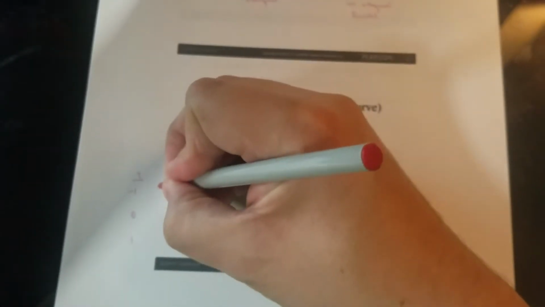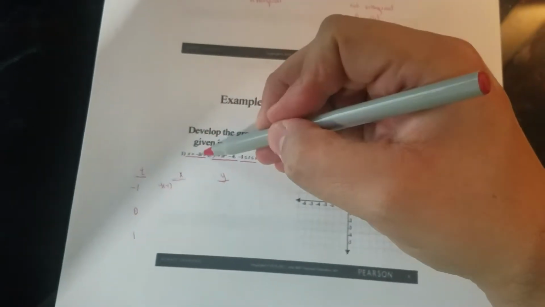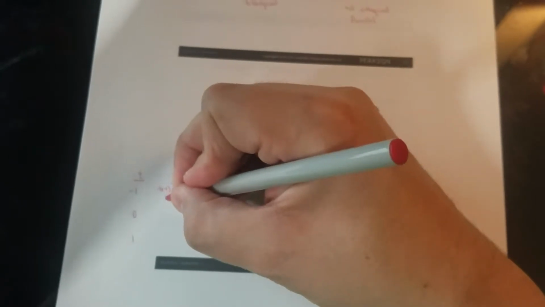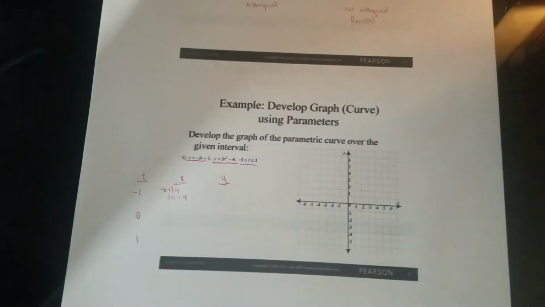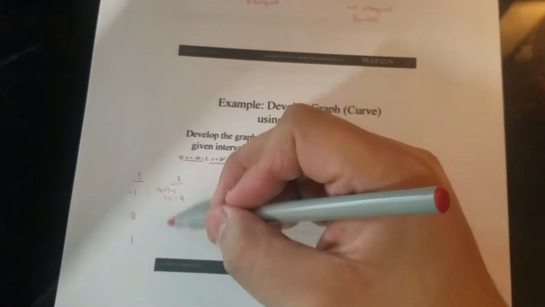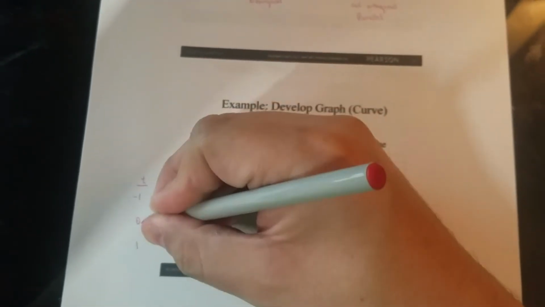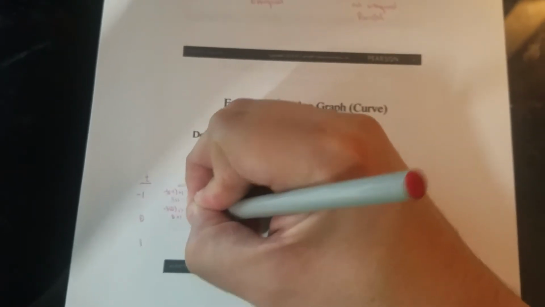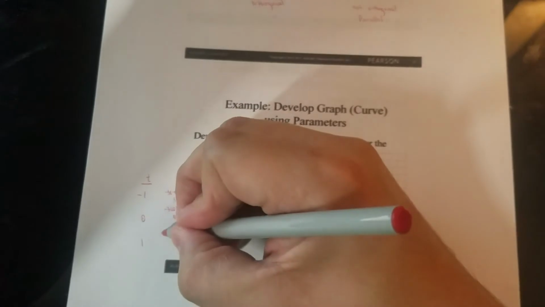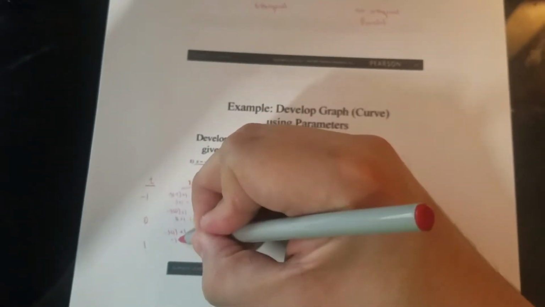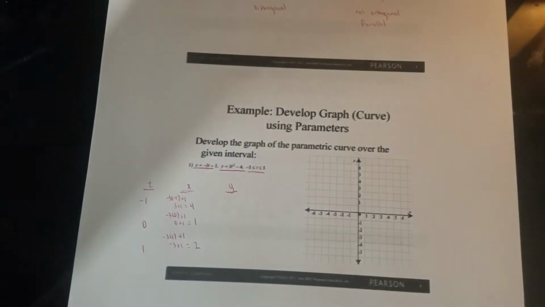And all I'm going to do is plug this into my equation. My x equation is negative 3t plus 1. So negative 3 times negative 1 is positive 3, plus 1 equals 4. That's my x. And we're going to do that for the rest of these x's. Negative 3 times 0, because that's a t, plus 1. So this is 0 plus 1, which equals 1. Negative 3 times a positive 1 plus 1. So this is negative 3 plus 1, which equals 2.